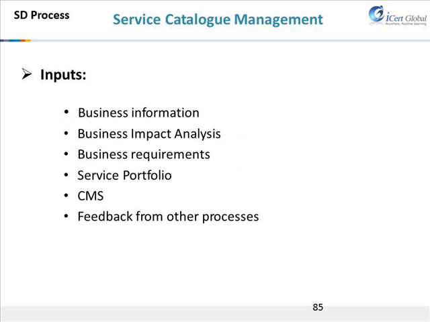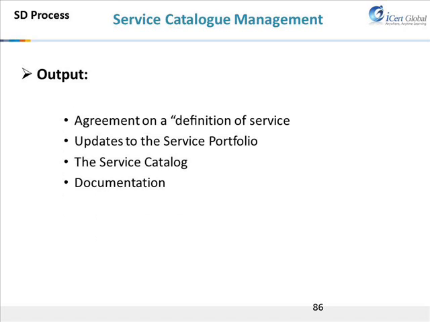Inputs. A number of sources of information are relevant to the service catalog management process, which include business information, business impact analysis, business requirements, service portfolio, CMS, feedback from other processes. Output. The process outputs of the service catalog management process are agreement on the definition of service, updates to the service portfolio, the service catalog, documentation.